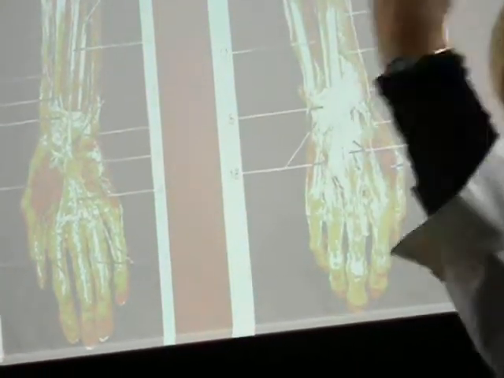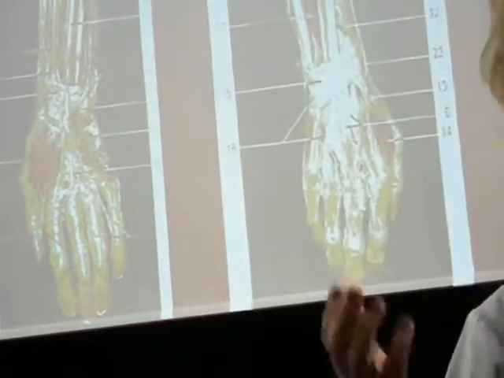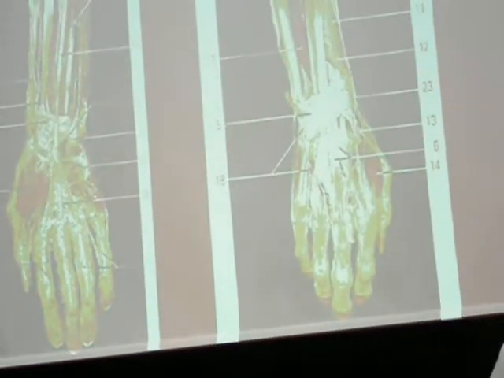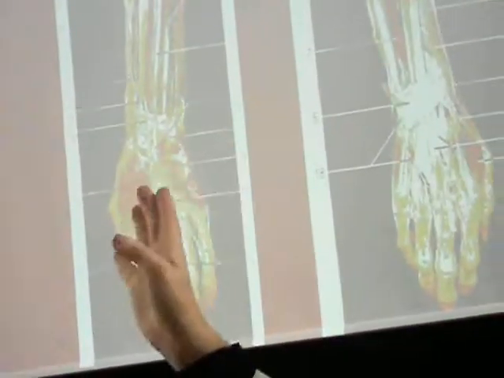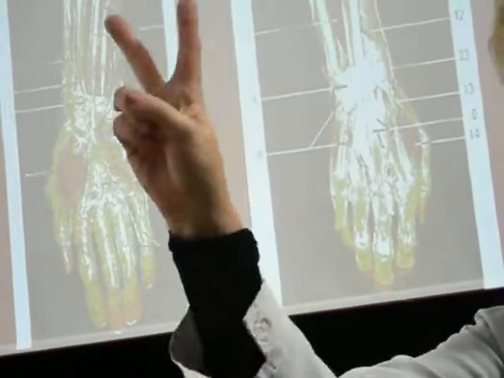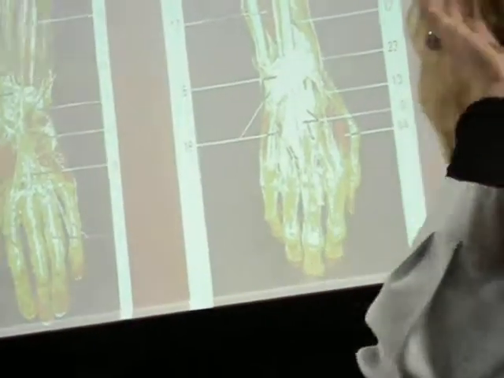Medial trunk gives the medial cutaneous nerve of the arm, the medial cutaneous nerve of the forearm, the ulnar nerve and the medial root of the median nerve. The posterior trunk gives only one branch. Only one, the radial nerve. That is why I understand 2, 4, 1. Lateral trunk, 2 branches. Medial trunk, 4. Posterior, 1. Radial nerve.